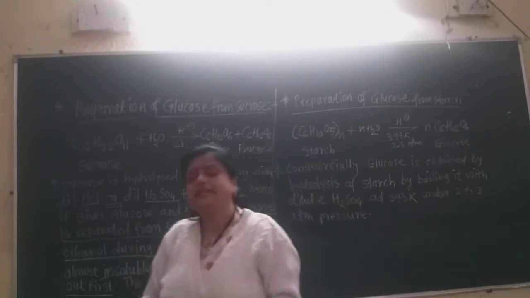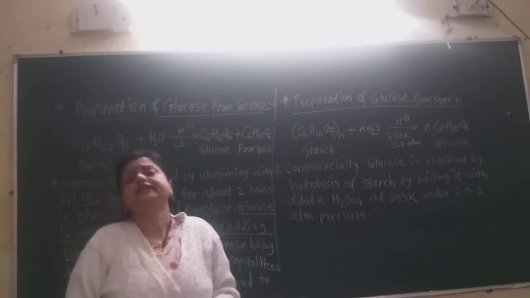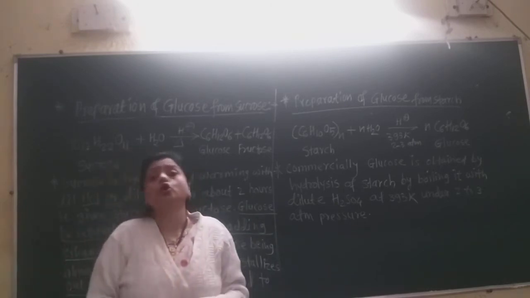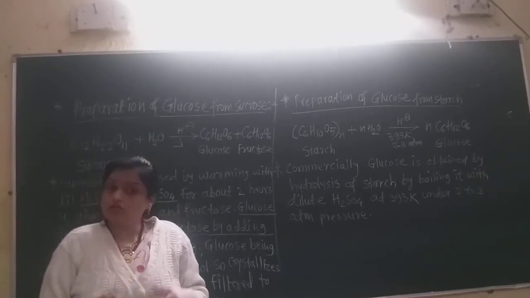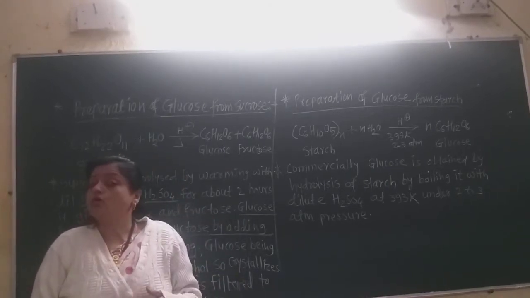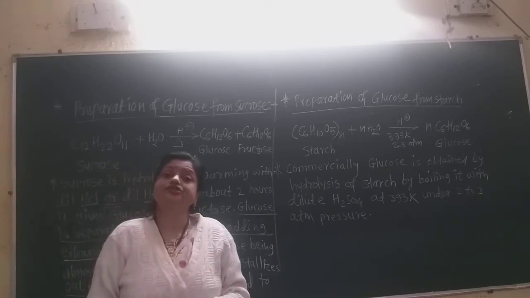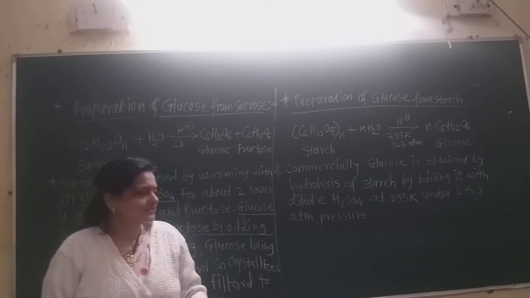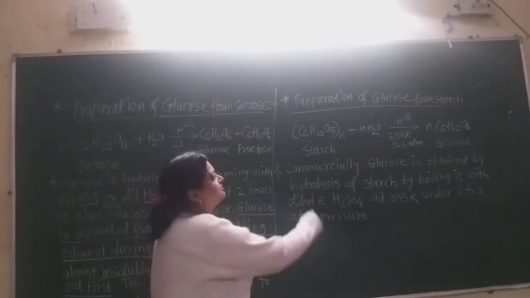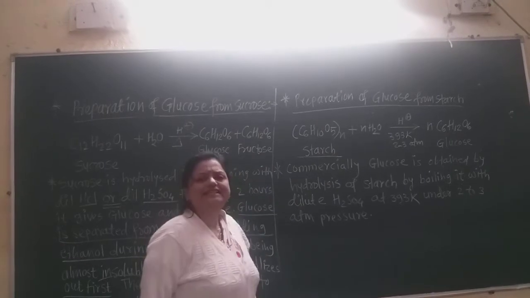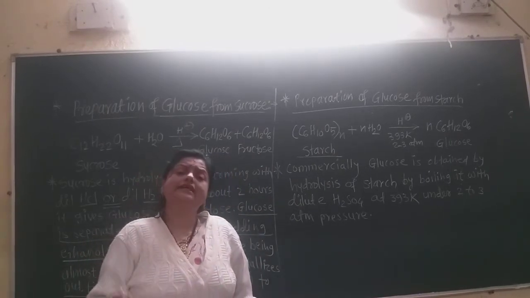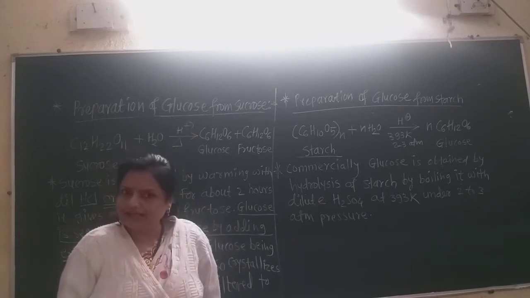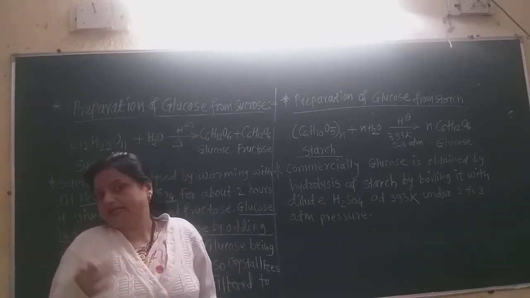But on the industrial scale, the commercial scale, a large amount of glucose is required as the source of energy. Then from which source is a large amount of glucose commercially obtained? That source is starch. You know that starch is a polysaccharide. Polysaccharide means many monosaccharide units are obtained after hydrolysis of the polysaccharide. They give many monosaccharide units.